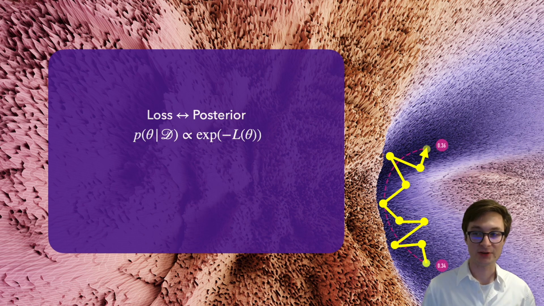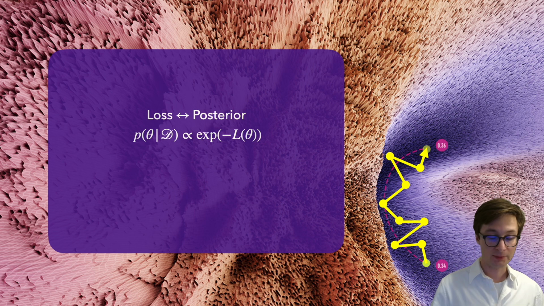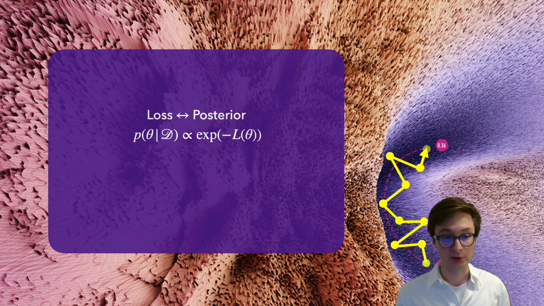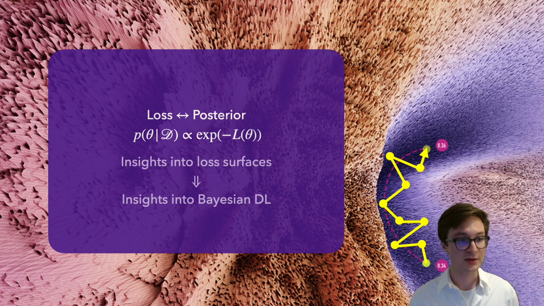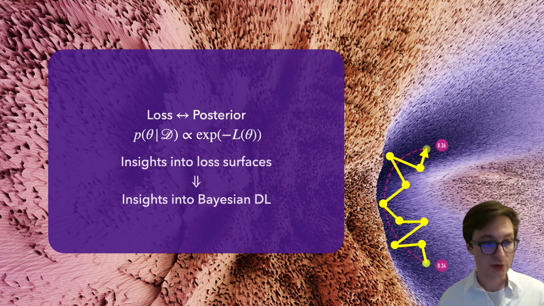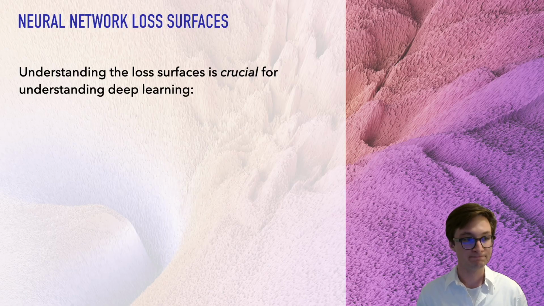So we already started discussing the connection between the loss functions and loss surfaces and the posterior density. But now I want to go a bit deeper into it. So if we include the regularizer into our loss function, then we can think of the posterior density as just proportional to exponent of minus the loss. So any insights that we might have into the loss surfaces or loss functions of the neural networks immediately translate into insights for Bayesian deep learning. And we'll see examples of that later in the talk.